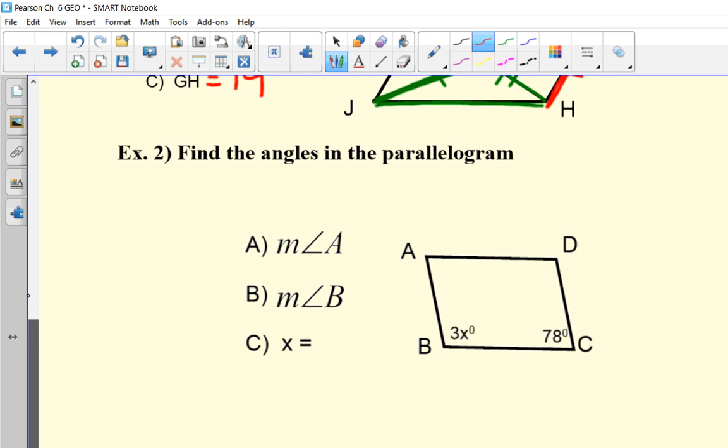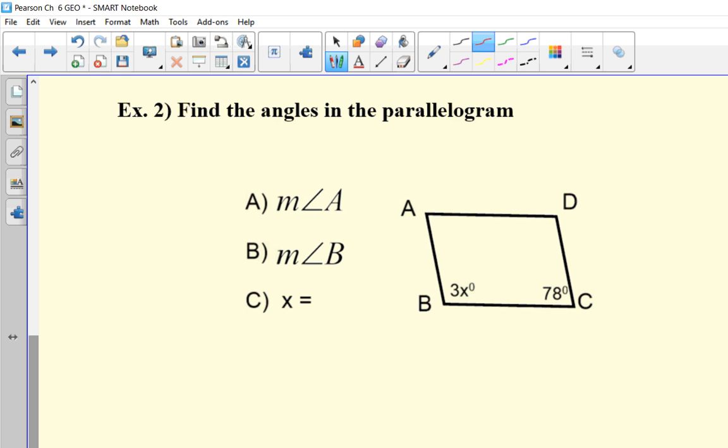If you guys could go ahead and draw in this next figure, label it all up with the vertices, and then label it with the measurements they give you for the angles inside. Okay, they want you to find the measure of angle A. A couple different things we could do here. One, a parallelogram is also a quadrilateral, and we learned in section 1 of this chapter that for all quadrilaterals, the interior angles equal 360. So I could maybe use that.